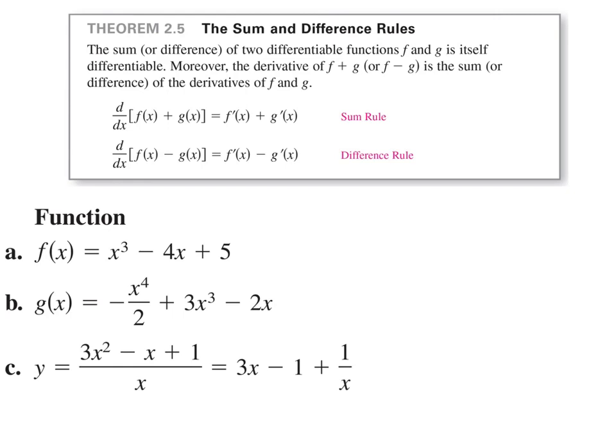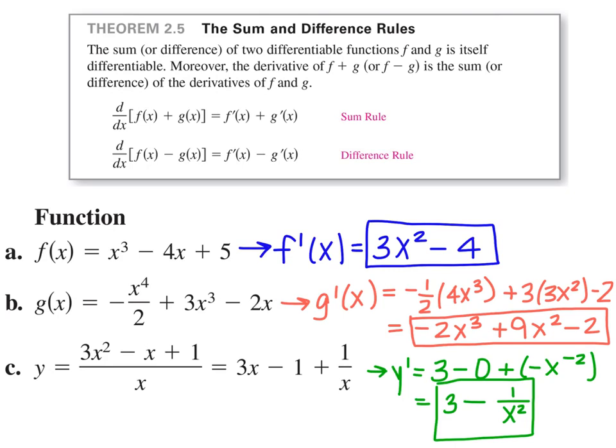Next I want to talk about the sum and difference rules as it pertains to derivatives. So what that really means is that if I've got an expression like this first example that we're going to work out in a moment here, this x cubed, this negative 4x, and this positive 5 are each different functions. So really what I do is I take the derivative of each of these pieces and then I just add or subtract them together based on what signs are in between each function. So now let's work out these 3 examples and see how these rules play out.